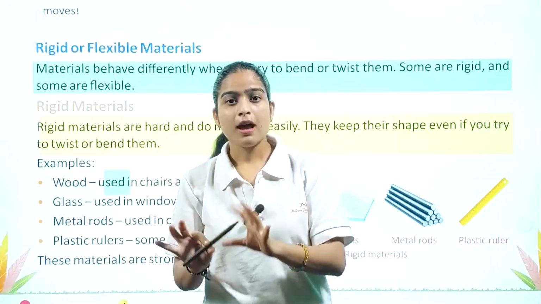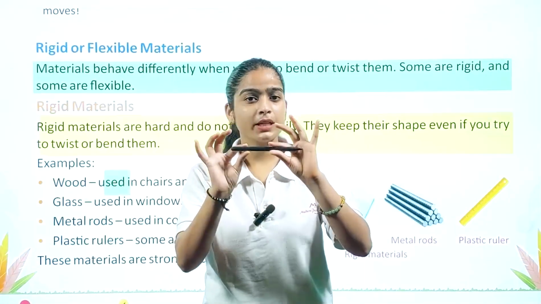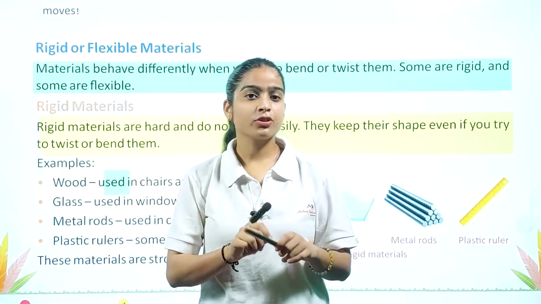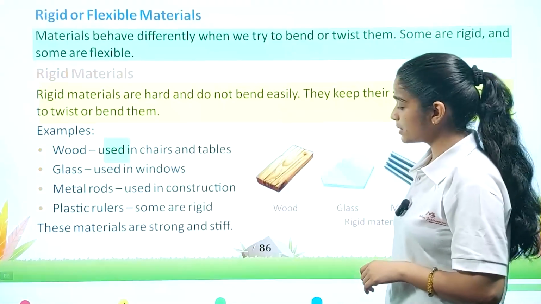It could be, and the next procedure. So if I'm trying to bend this pen, it would not be possible for me. If I apply a long pressure on it, it will break. So what are the examples we have for the rigid material?